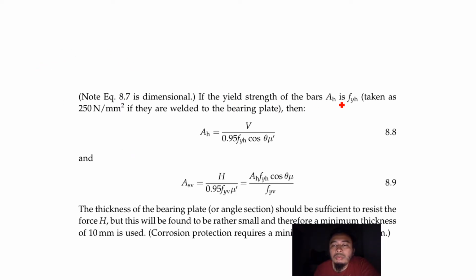If the yield strength of bars AH is FYH, your main bar area of steel is FYH. Usually this is for Z0, because it's your main bar, high strength steel, or in this case is taken as 250. If they are welded to the bearing plate, then AH equals 0.9 V divided by 0.95 FYH cos theta times mu prime.